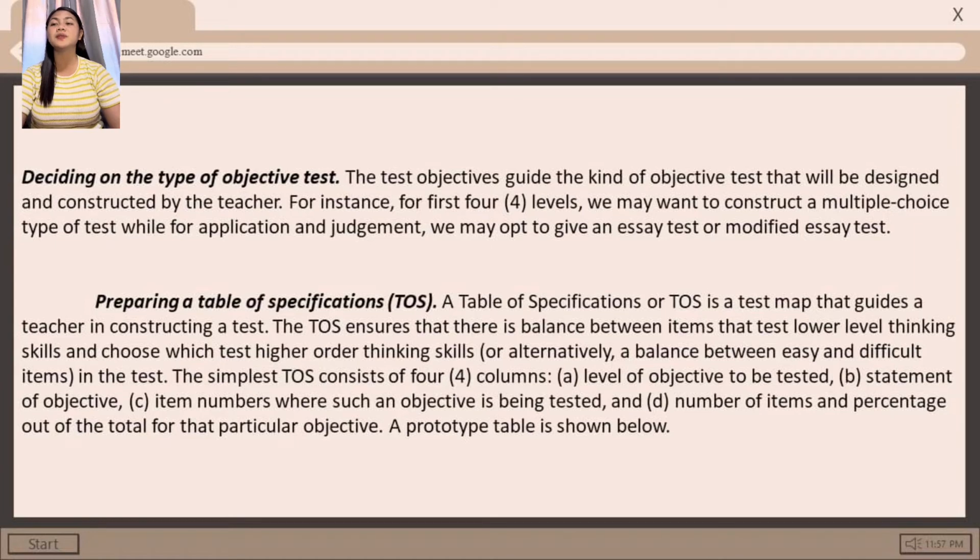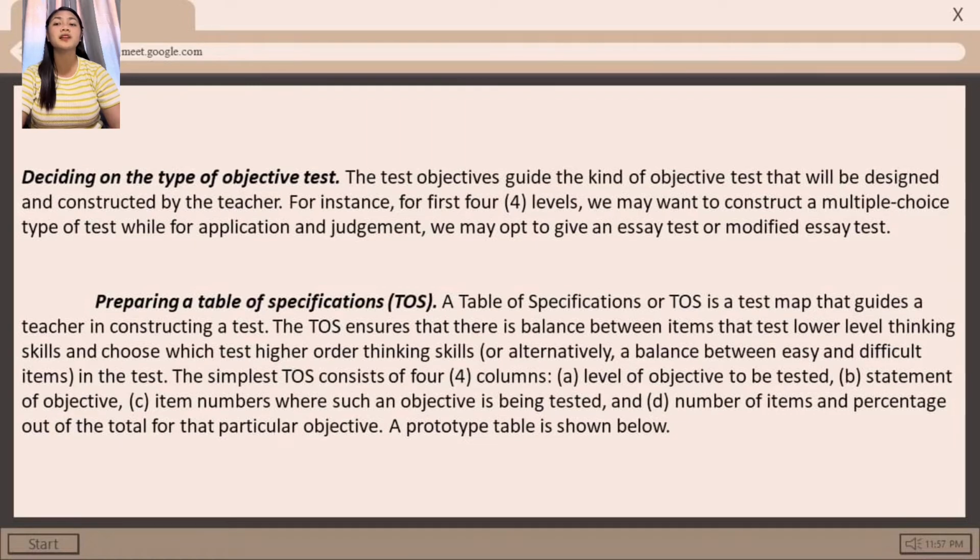Preparing a table of specifications. A table of specifications is a test map that guides teachers in constructing a test. The TOS ensures that there is a balance between items in the test: lower level thinking skills and higher order thinking skills, or alternatively, a balance between essay and difficult item tests. The simplest TOS consists of 4 columns.